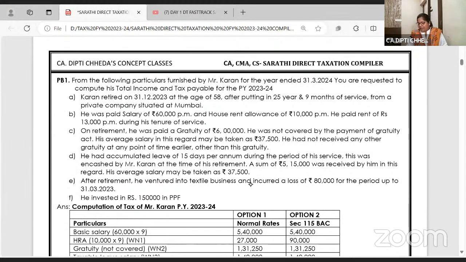So let us take a break of 2 to 3 minutes. देख लो अपने अपने घड़ी. वापस आके we are doing 115BAC and we will complete this topic.